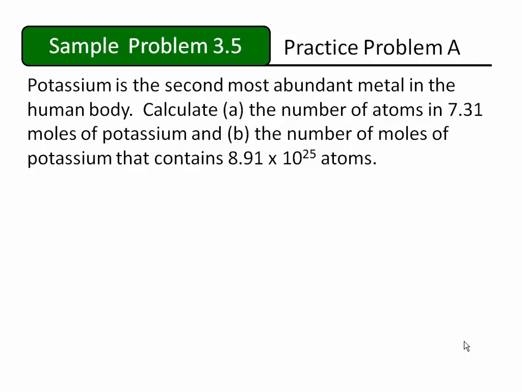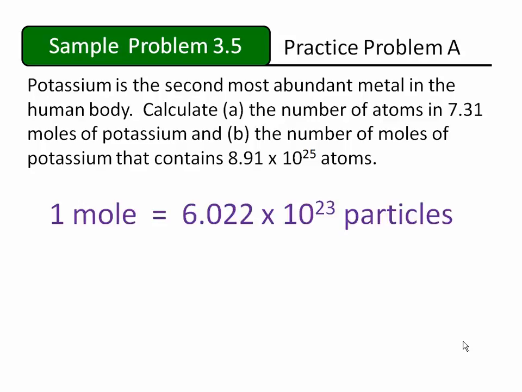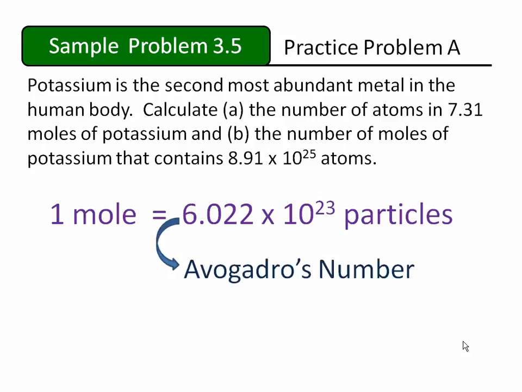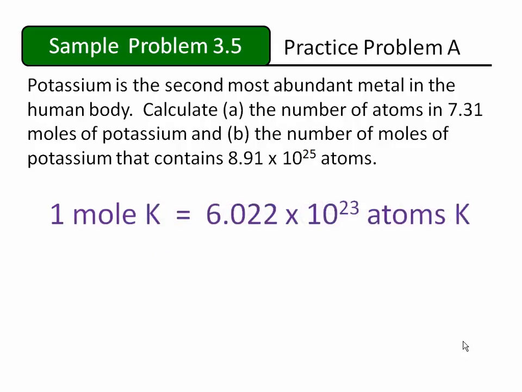Let's begin with a very basic equality. We know that 1 mole is a defined number of particles. The number of particles is Avogadro's number, or 6.022 times 10 to the 23rd. In the case of potassium, 1 mole of potassium would be equivalent to 6.022 times 10 to the 23rd potassium atoms. This is an important equality in that it applies in the same way to any type of atom.